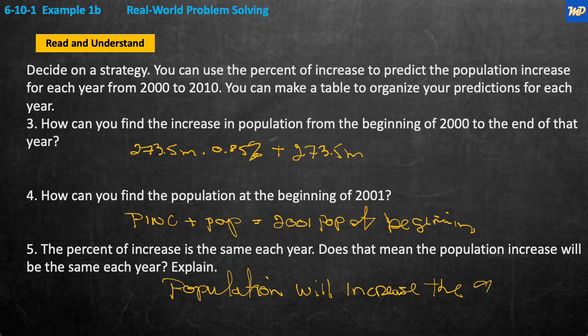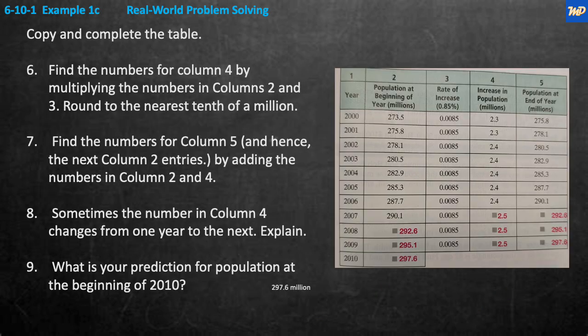percentage amount each year for each year. Okay? Okay, example 1C, for that same real world problem, we're going to copy and complete the table. Well, you don't have to do that because the numbers are already there. If you look at the red numbers, the table's been completed for you. We're just going to go over it, and you don't have to do the mathematics or the arithmetic on this.